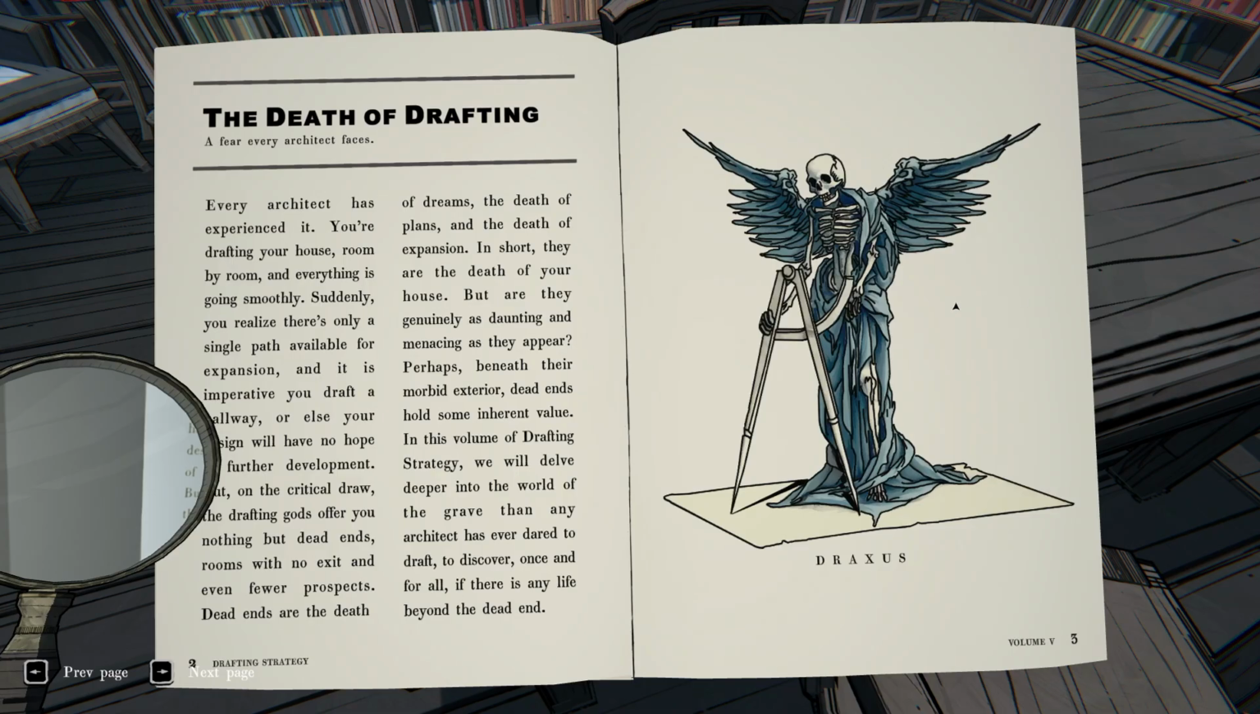But, on the critical draw, the drafting gods offer you nothing but dead ends, rooms with no exit, and even fewer prospects. Dead ends are the death of dreams, the death of plans, the death of expansion. In short, they are the death of your house. But are they genuinely as daunting and menacing as they appear? Perhaps beneath their morbid exterior, dead ends hold some inherent value. In this volume of Drafting Strategy, we will delve deeper into the world of the grave than any architect has ever dared to draft, to discover, once and for all, if there is any life beyond the dead end.